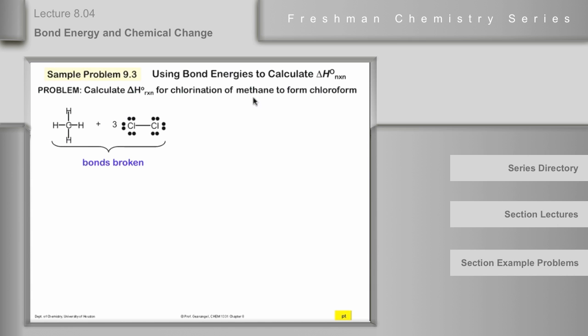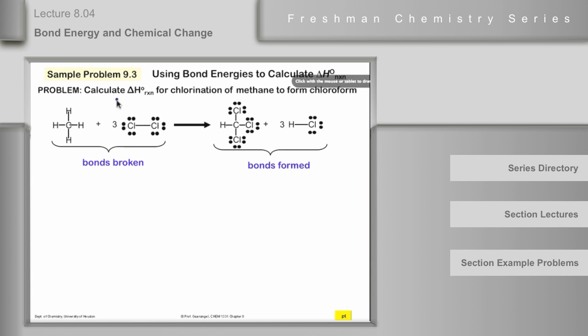Okay, so methane is CH4, chlorine is Cl2, and CH4 gas plus 3 Cl2 gas goes to CHCl3 plus 3 HCl. And these are all in the gas phase. So that's the balanced chemical equation, and this is the balanced chemical equation written in the way that you need to write it in order to use this method.